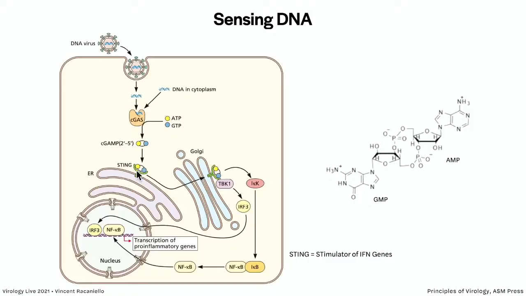Who knows? Then the binding of cGAMP to STING causes STING to move through the Golgi, where it can then bind a kinase called TBK, and that initiates a number of signaling cascades. IRF3 gets phosphorylated. It goes in the nucleus. NF-kappa-B gets activated. It goes in the nucleus. And they bind to the promoters of genes, and the result is interferon synthesis.